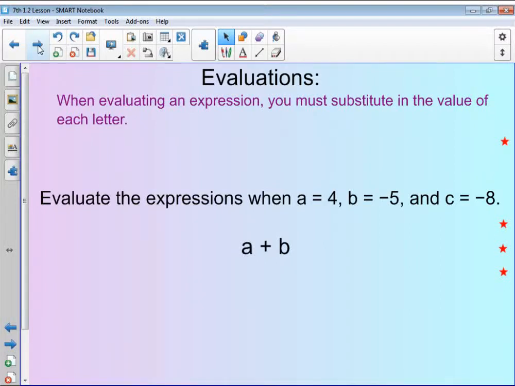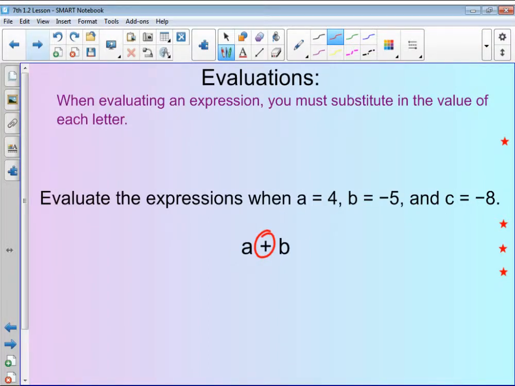When evaluating an expression, you must substitute in the value of each letter. The key thing is, we won't come across this today, but we will in future lessons, that you have to remember whatever symbols were in that expression originally have to stay there. You do not get to get rid of them.